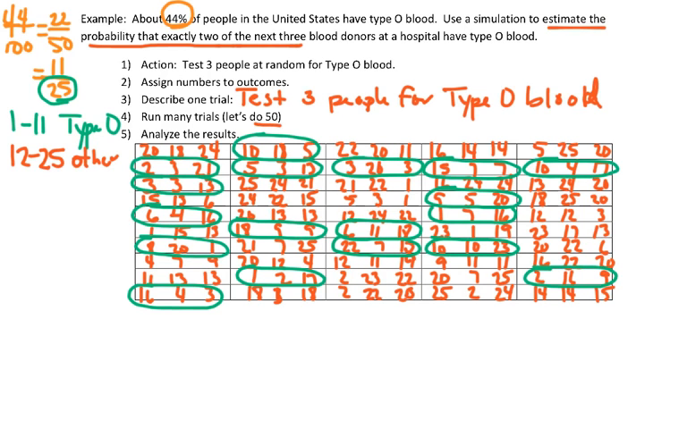Okay, so those are all the ones that have 2 out of the 3 people having type O blood. When I count them up, I get 18 circles, so 18 out of the 50 had 2 of the 3 people having type O blood. If I convert that to a percent, that's 36%. So the probability that exactly 2 of the next 3 blood donors at the hospital have type O blood is 36% according to my experimental probability.